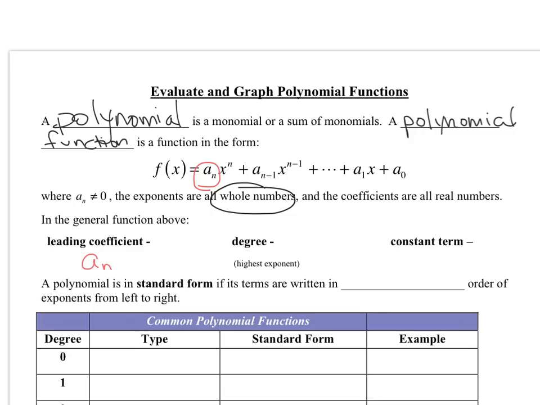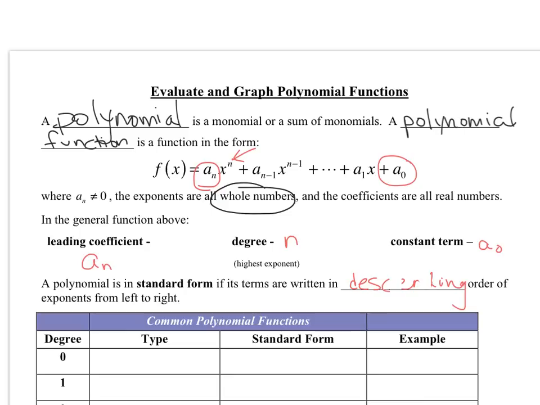The degree in our example is just n. It's that variable right there. And the constant term in our example is your a sub 0. The polynomial is in standard form if the terms are written in descending order. Let's go ahead and spell descending correctly. Order from the exponents from left to right. So we always want to make sure that you start at the highest exponent and work your way down. So you went x to the third, then x to the second, x to the first, and then your constant term.